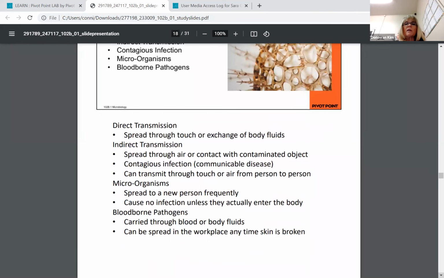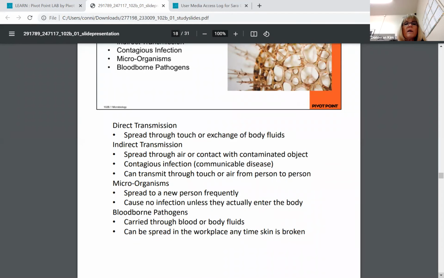You could touch something that is contaminated, an object like a doorknob. You could go to open a door and have the bacteria on it, and then rub your face or rub your eyes or something, scratch your skin, and you could get it. Okay. Contagious infection, just like I said, you could scratch yourself and you would have it. You can transmit through touch or air from person to person. That's how you get indirect.